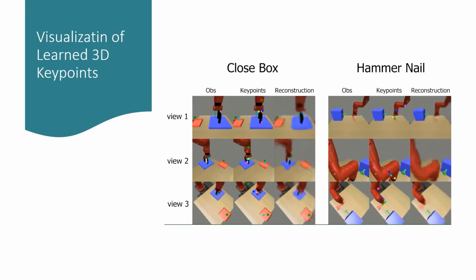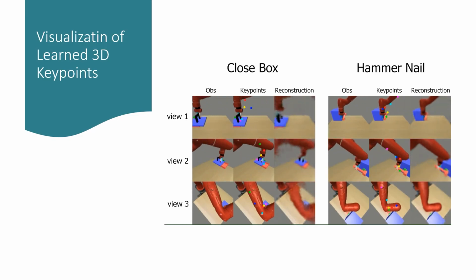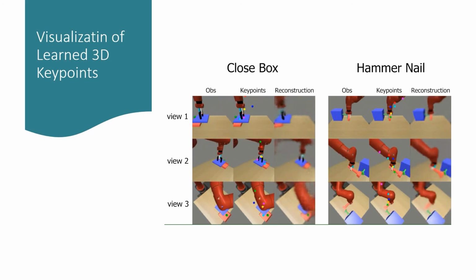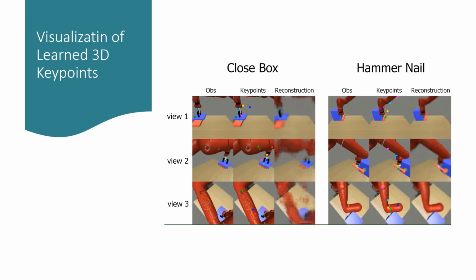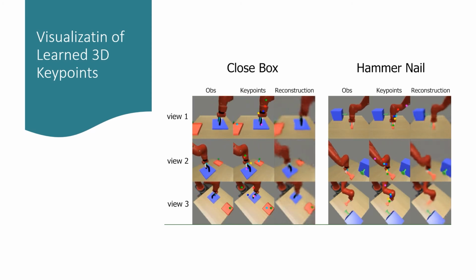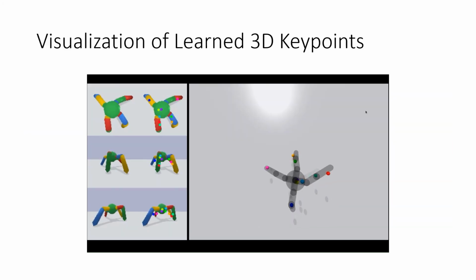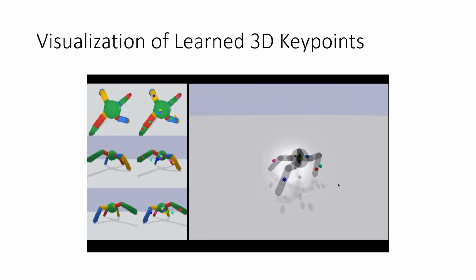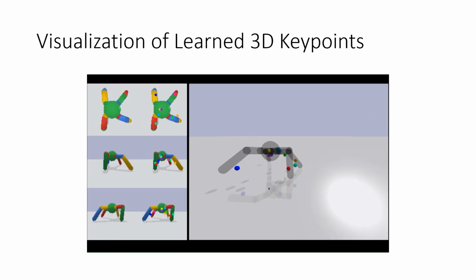By visualizing the learned keypoints, we found that our Keypoint 3D method can learn temporally and geometrically consistent keypoints. The learned keypoints are able to track objects and the robot arm consistently in 3D space. Here we show the visualization of learned keypoints in the Pipelet environment, and you can observe the learned keypoints tend to track the movements of the robot limbs.